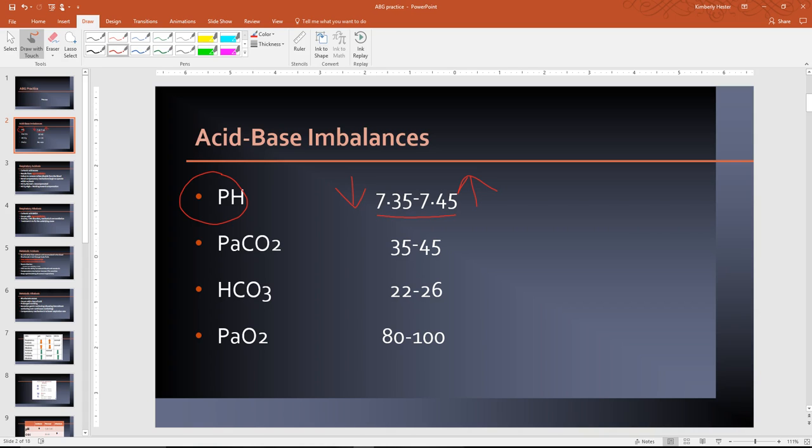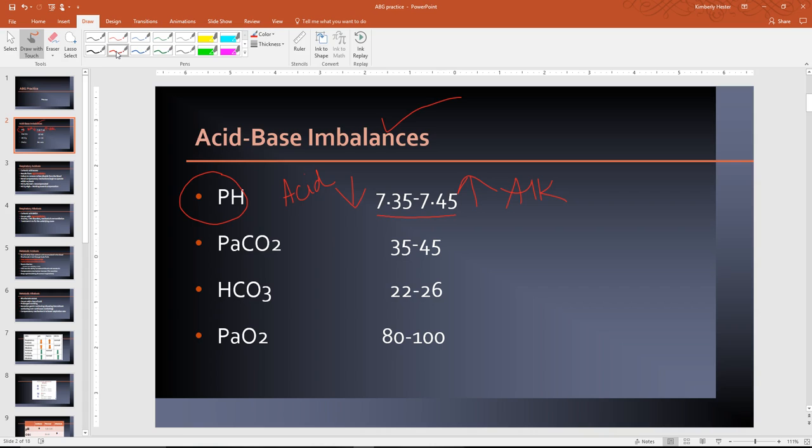So when we have imbalances, that's where nursing and physicians come in to try to correct those imbalances and save the patient. So with your pH, when you have a low pH, this is going to lead to an acidotic state. If you have an elevated pH, then this is going to lead to an alkalotic state.